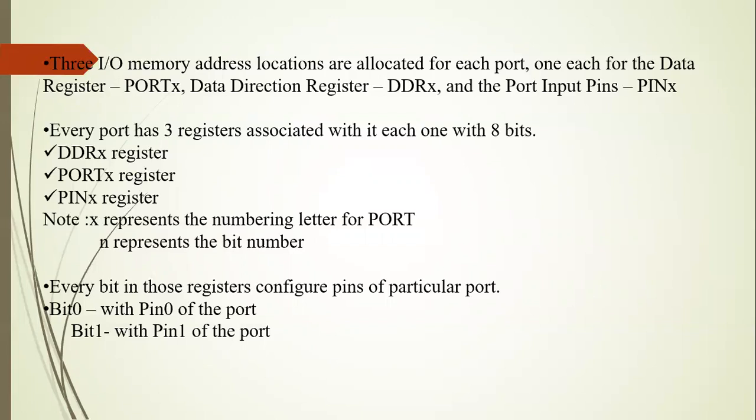This X represents the letter of the port. So if we are using port B, then the register will be called DDRB. If we are referring to the fourth pin of port B, then it will be DDRB4. That means the number after the X represents the bit number. We'll see the importance of each and every register now. Mind you again that DDRX, PORTX, and PINX are the registers associated with these 23 input output pins.